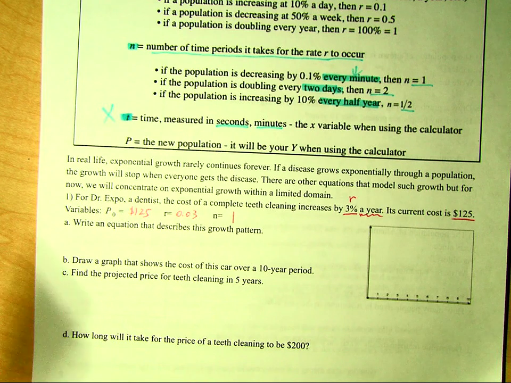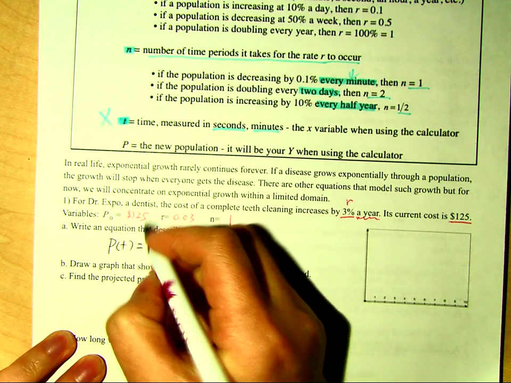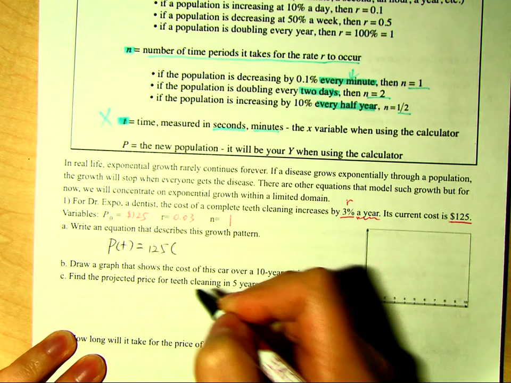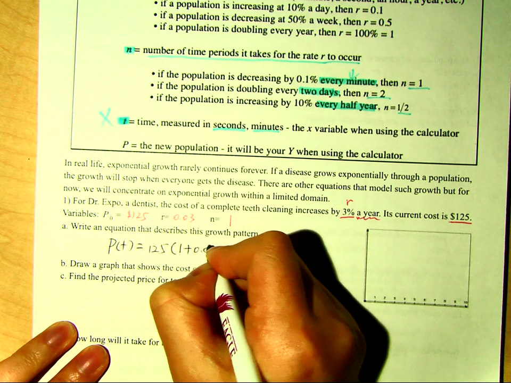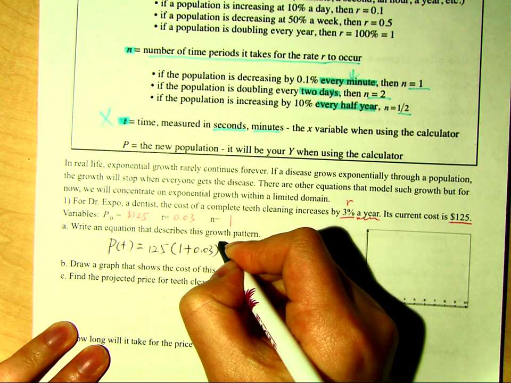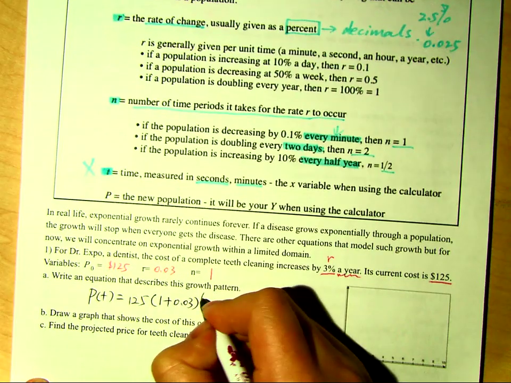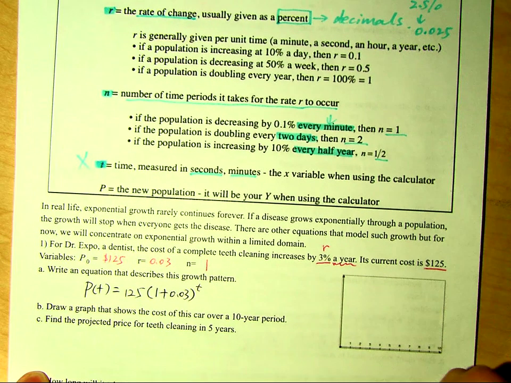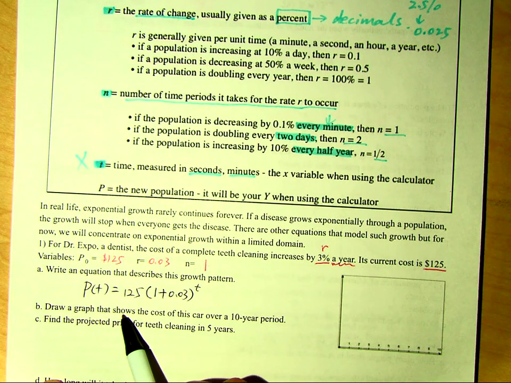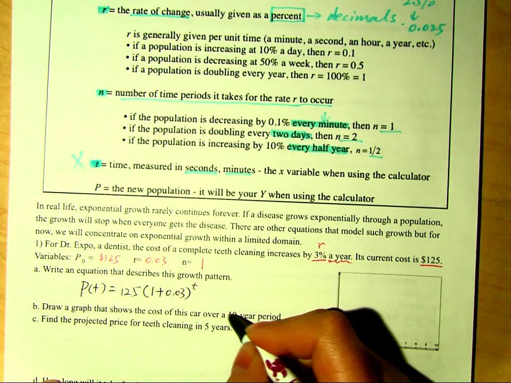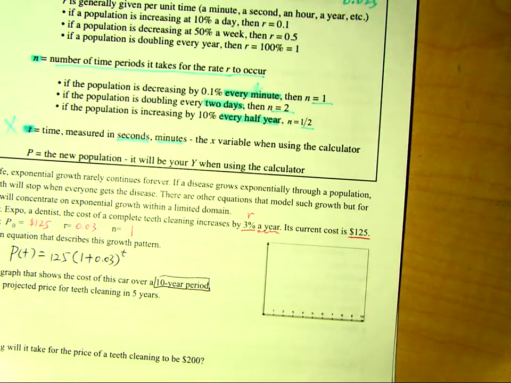Now we can write the equation. So P of T is equal to the initial 125 times 1 plus 0.03 to the power T over N. So that would be T over 1. So that would be the equation. And for part B, we draw the graph that shows the cost of this car over a 10 year period. Okay, so when you graph, I'll show you.